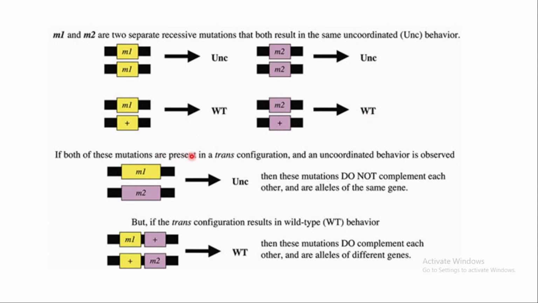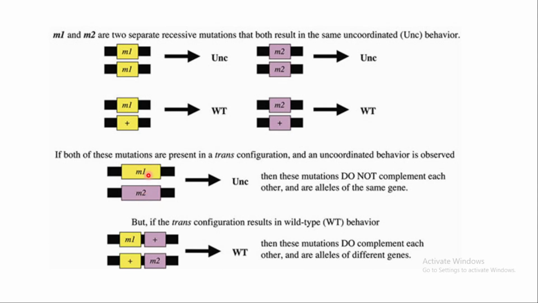Now, if both of these mutations are present in a trans configuration and an uncoordinated behavior is observed, so let's say we have one copy of M1 and one copy of M2 in trans, and again the uncoordinated behavior is observed, then these mutations do not complement each other and are alleles of the same gene. Because the absence of M1 cannot be compensated by M2, cannot be complemented by M2. Vice versa, whatever mutation is causing the M2 gene to go down, M1 cannot complement it.